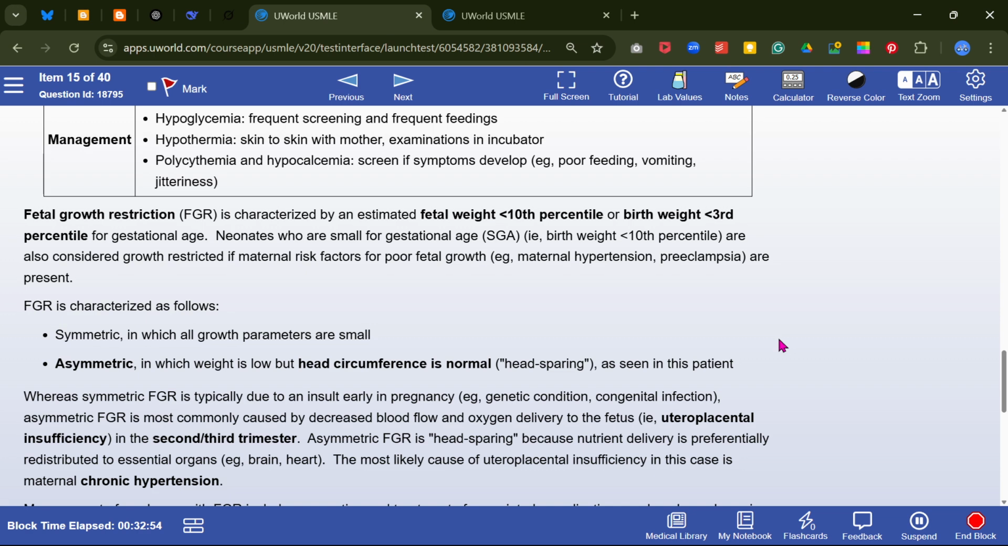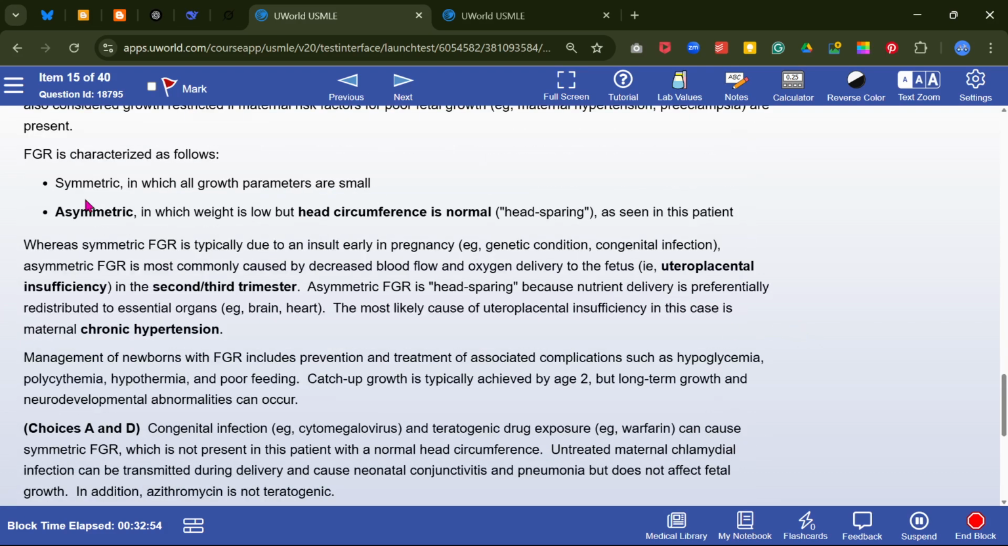Asymmetric fetal growth restriction is commonly caused by decreased blood flow and oxygen delivery to the fetus, uteroplacental insufficiency in the second or third trimester. Asymmetric fetal growth restriction is head sparing because blood delivery is preferentially redistributed to essential organs, brain and heart. The most likely cause of uteroplacental insufficiency in this case is maternal chronic hypertension.